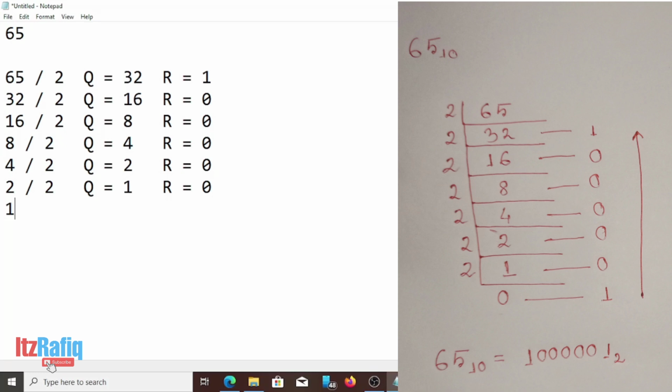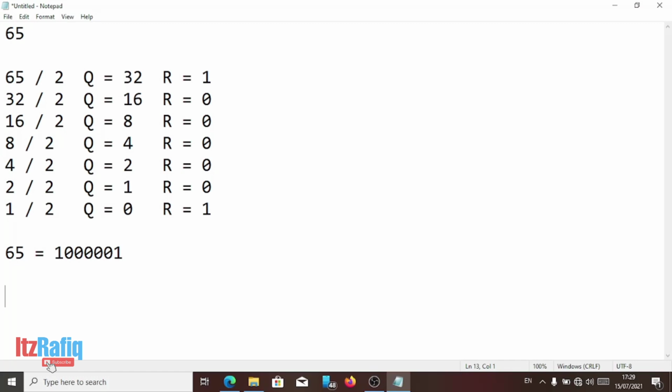And the next number we have is 1. 1 divided by 2, there will be no quotient, because we cannot divide 1 by 2, so it will be 0 here and the remainder will be 1. So we can write the answer as 65 equals, writing from bottom to top, 1, then how many times 0? 1, 2, 3, 4, 5 times 0, then 1. So this will be the answer when we convert 65 into binary. This way you can convert a decimal number into binary.